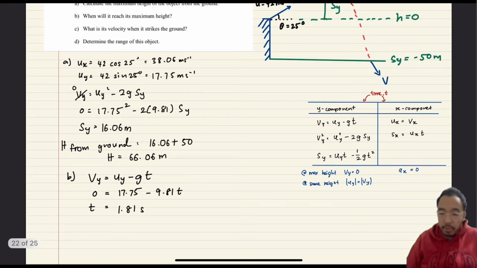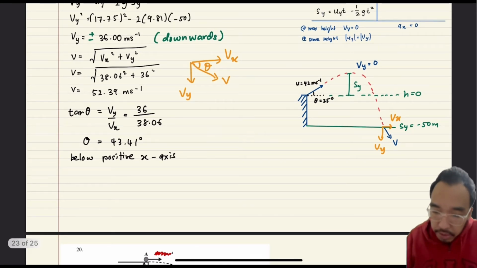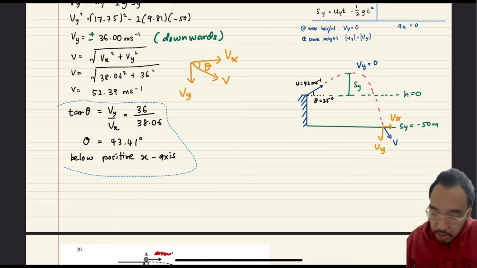Okay, so we have calculated A, B, C. Now D, determine the range of this object. Maybe I can do it down here, not sure. Okay, the last question, which is question D.